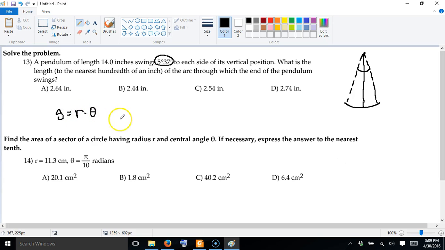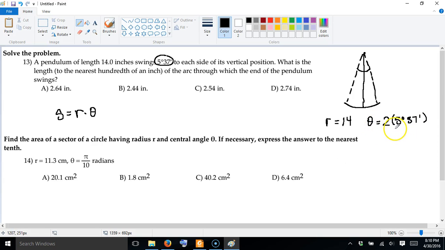S equals R times theta, or radius times theta. Now, remember, to use this formula, your theta has to be in radians, but we are given degrees, minutes. So what we're going to have to do is change that whenever we are working our problem out. So R is equal to our 14. Our theta is equal to 2 times the given angle measurement, 5 degrees and 37 minutes.